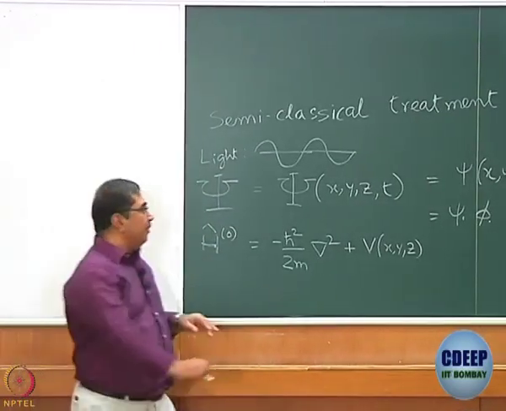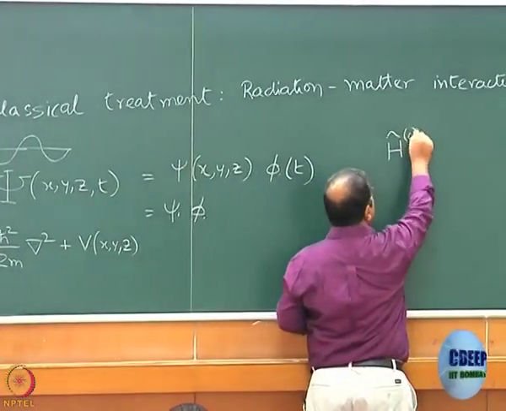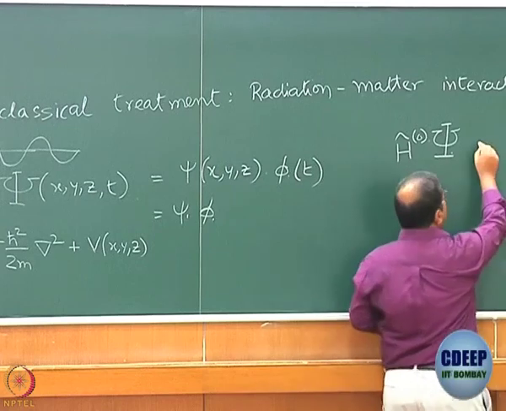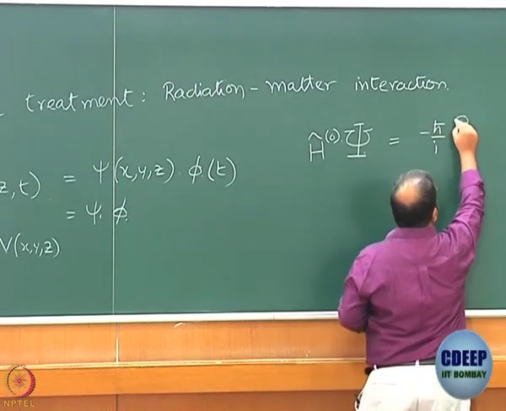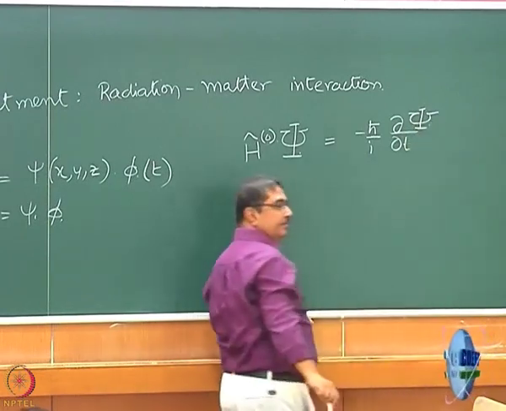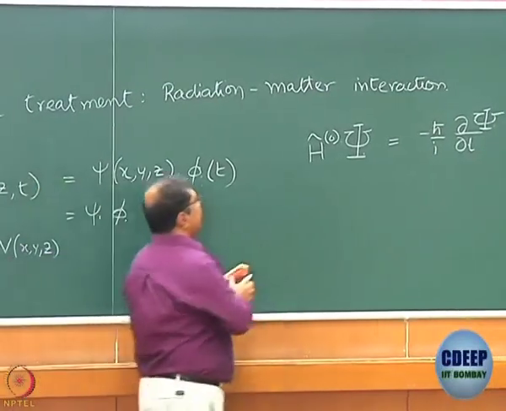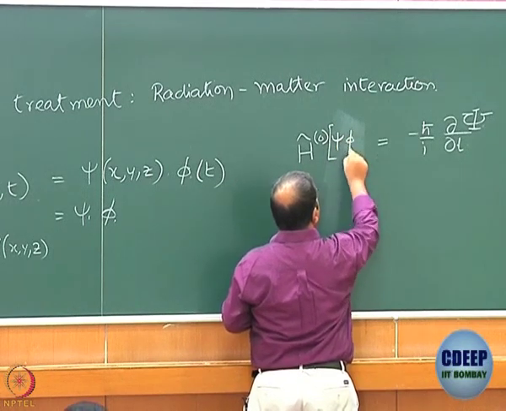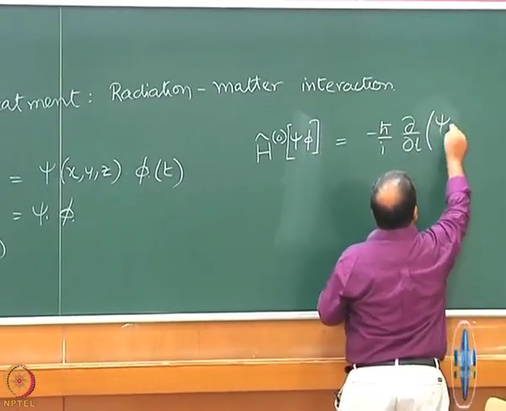Okay? Now, what is the time-dependent Schrodinger equation? When this H0 operates on capital psi, it gives you minus h cross by i del del t of capital psi. Okay? Of course, we are going to write this as a product of space and time parts. We write it like this. H0 operates on psi into phi. This is also del del t of psi into phi.